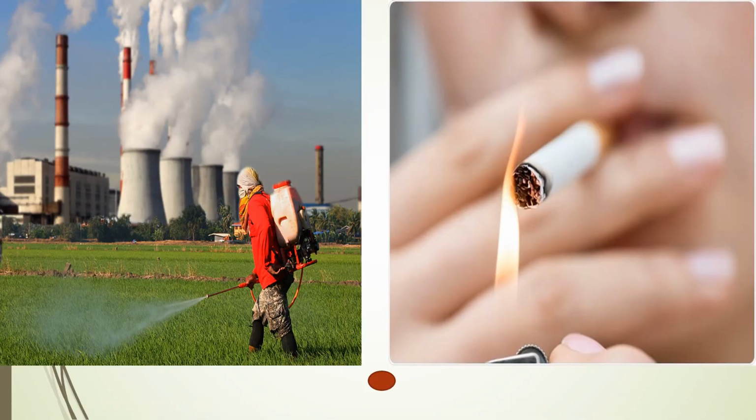Now these are the occupational hazards. The person is spraying some pesticides for some unwanted grass, and at the same time you can see the chimneys. A lot of smoke is coming out, with very bad carcinogens or promoters, whatever they may be, and it is polluting the whole environment. On the right side you can see a person smoking, and smoking causes lung cancer, which is very dangerous. There is also COPD, the lung disease, but the most dangerous one is lung cancer.